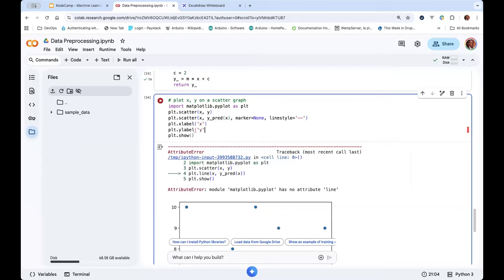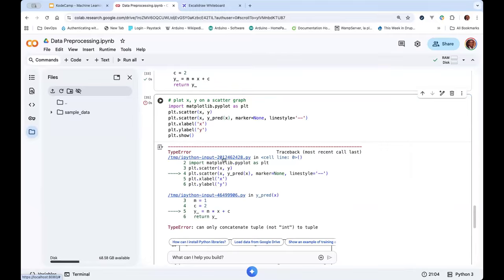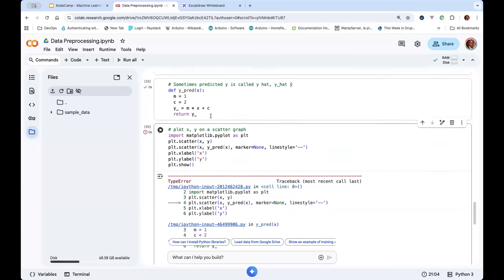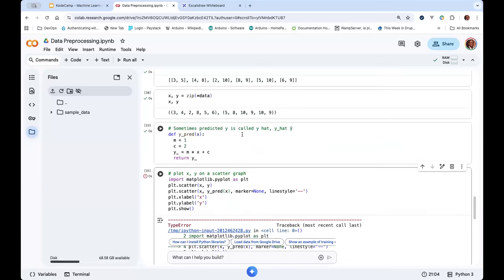Okay. Color is red. Okay. So yeah, this will now do what I was trying to do. I can only concatenate tuple. Where am I trying to concatenate? Oh yeah, okay. Yeah, because I'm using tuples. So I'm going to change this to NumPy stuff.